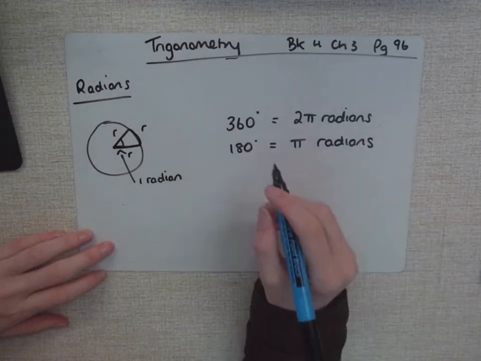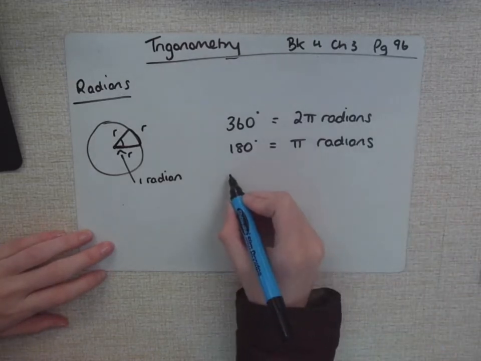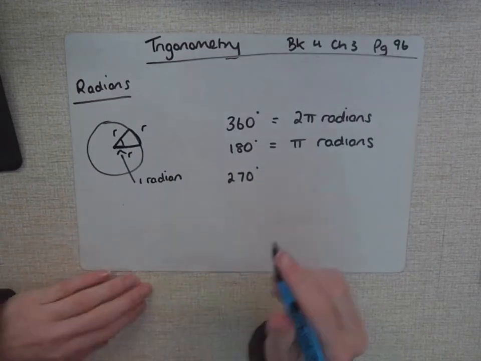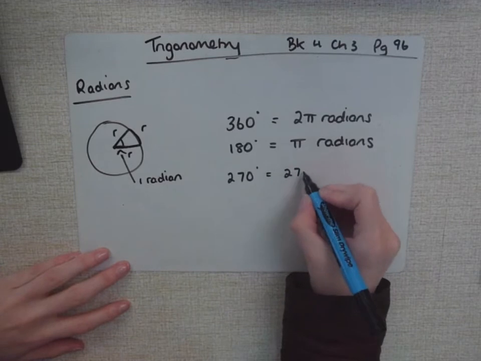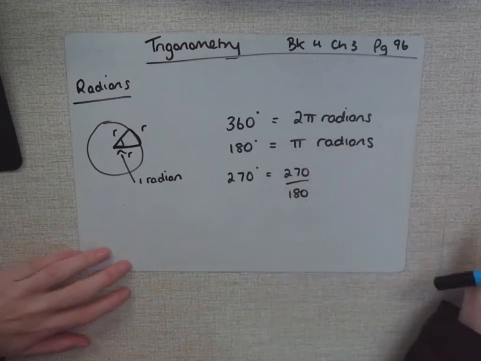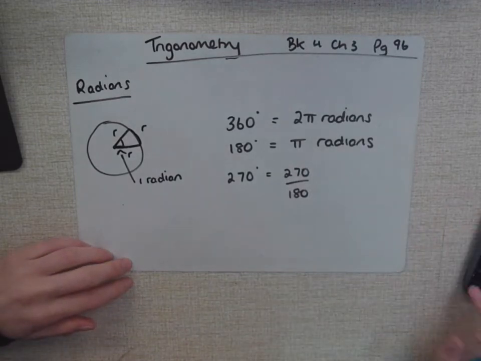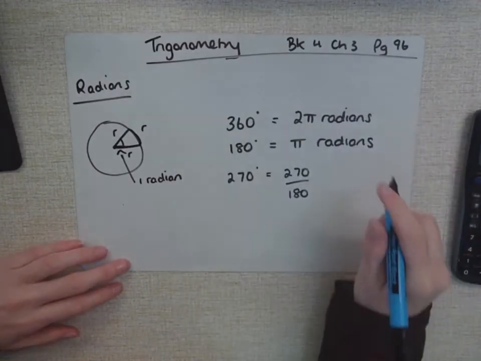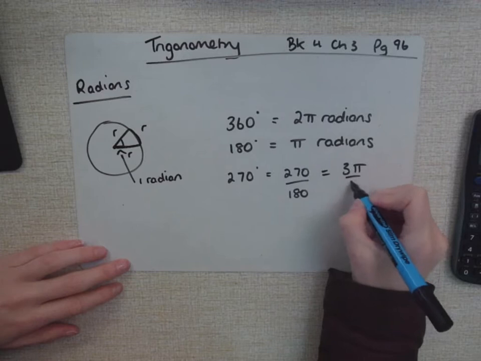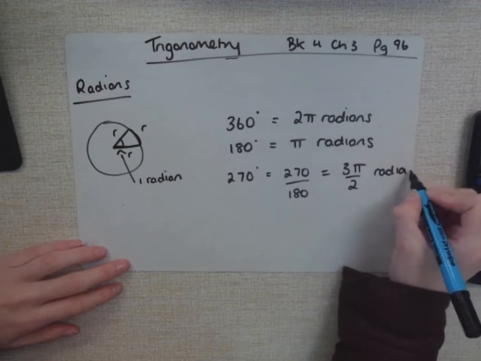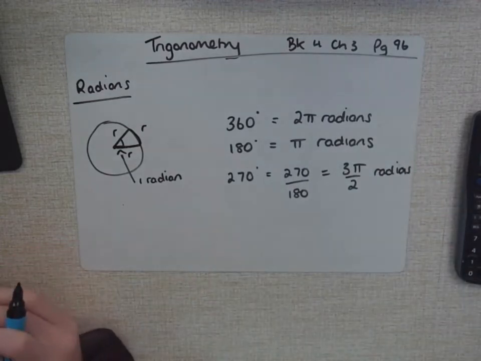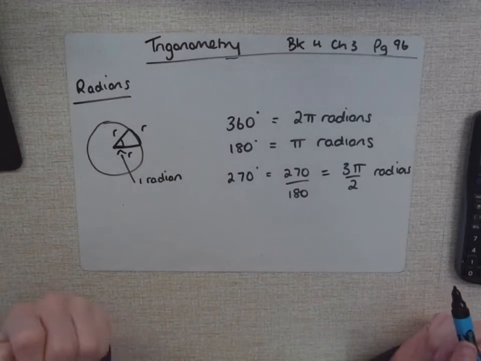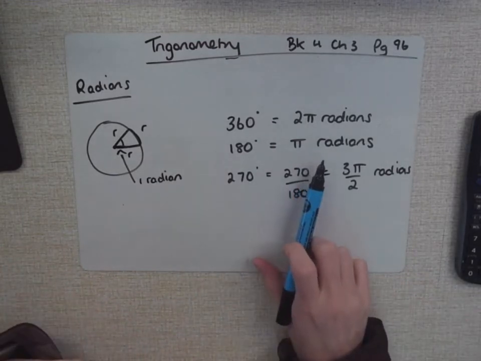What about if I had 270 degrees? What you're going to do is 270 divided by 180, and you're going to see how many times 180 goes in there. And it comes out as 3 over 2. So that's 3 pi over 2 radians. Why did you put over 180? Because you're trying to see how many 180s go into 270, because 180 is pi.